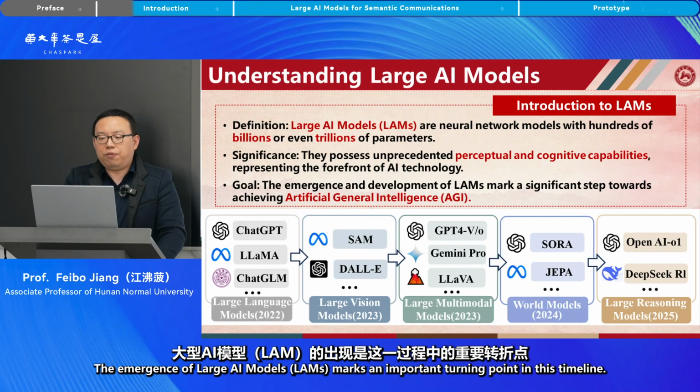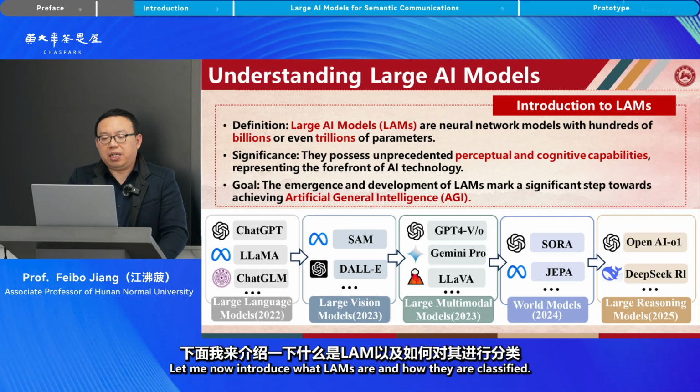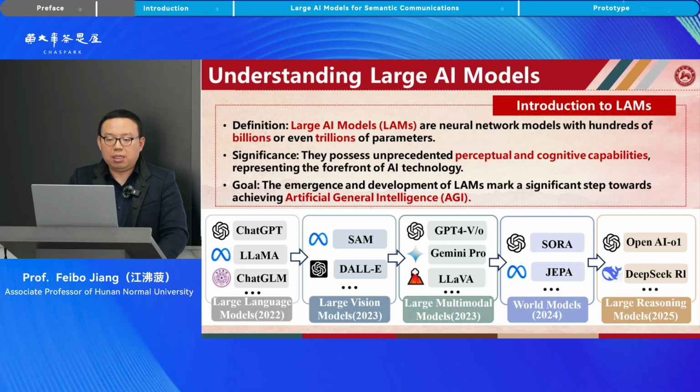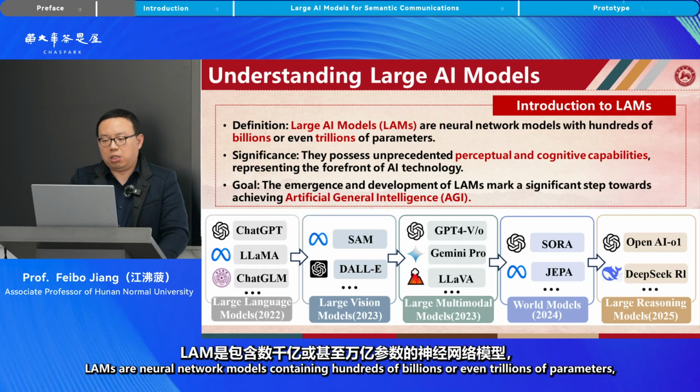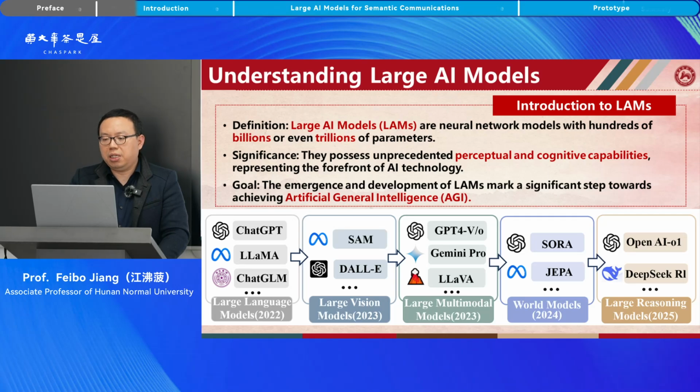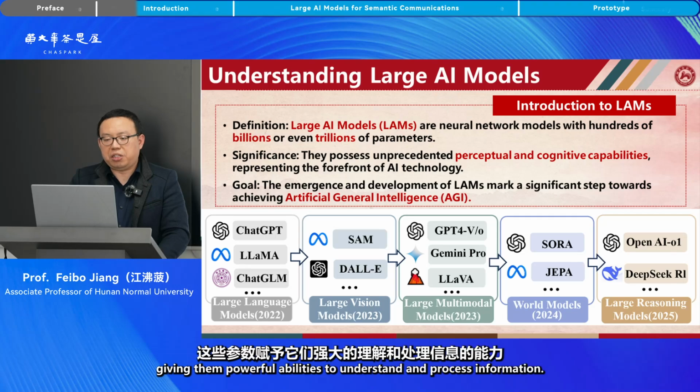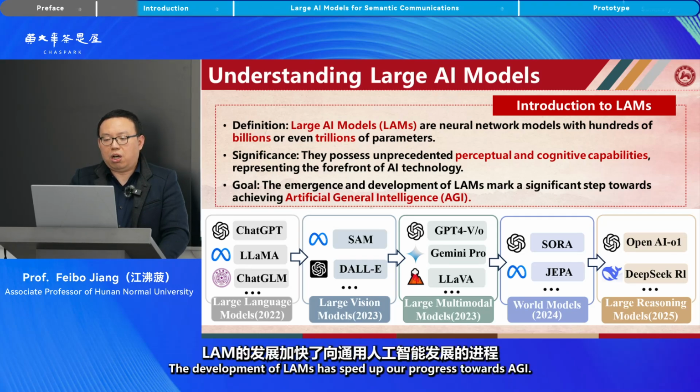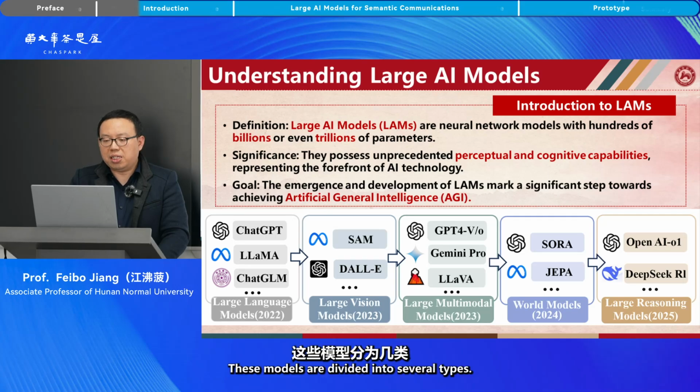The emergence of NUMs marks an important turning point in this timeline. Let me now introduce what NUMs are and how they are classified. NUMs are neural network models containing hundreds of billions or even trillions of parameters, giving them powerful abilities to understand and process information. The development of NUMs has sped up our progress towards AGI. These models are divided into several types.